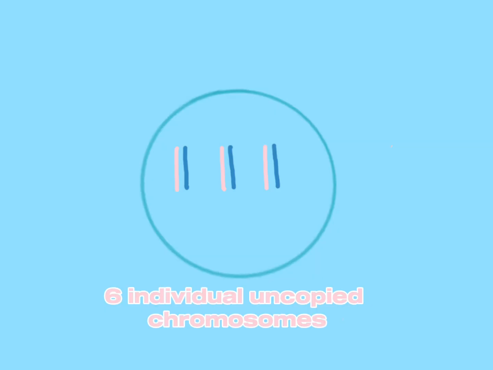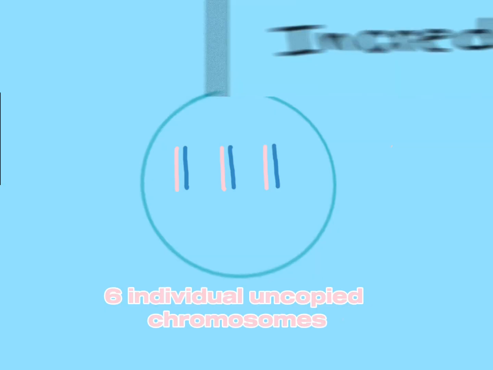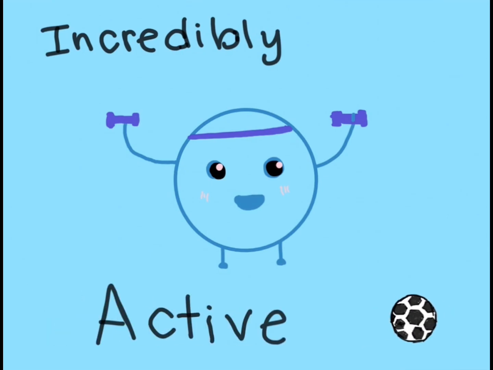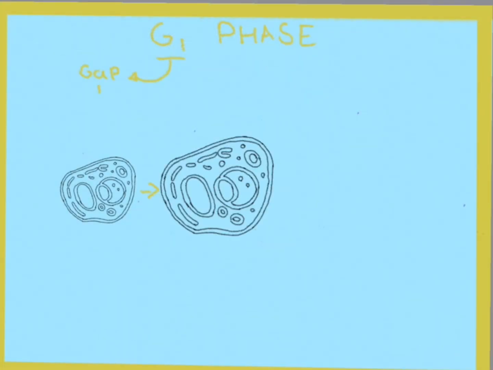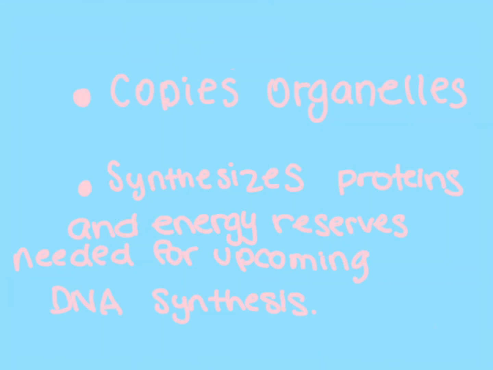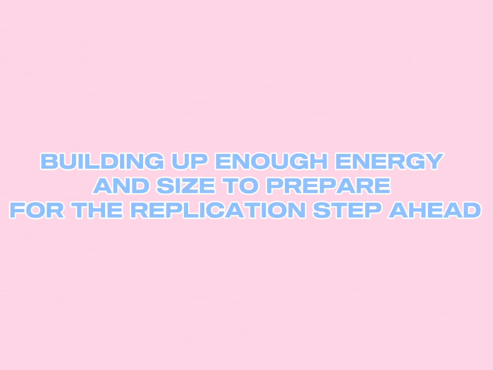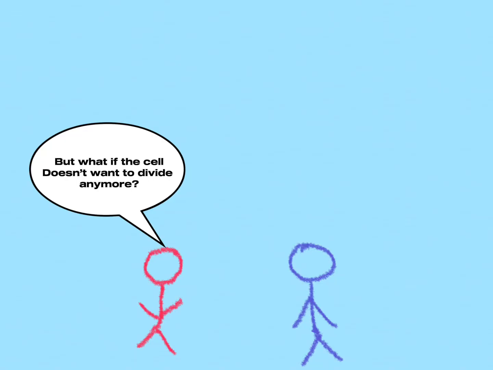Right now, our cell has 6 individual uncopied chromosomes. During G1, the cell is incredibly active, causing the cells to grow physically larger, copy its organelles, and synthesize the proteins and energy reserves needed for upcoming DNA synthesis. It's basically doing its daily job and building up enough energy and size to prepare for the big replication step ahead. But what if the cell doesn't want to divide again?